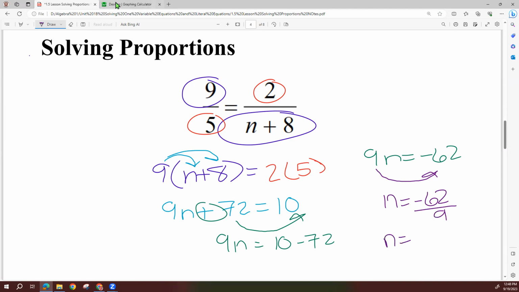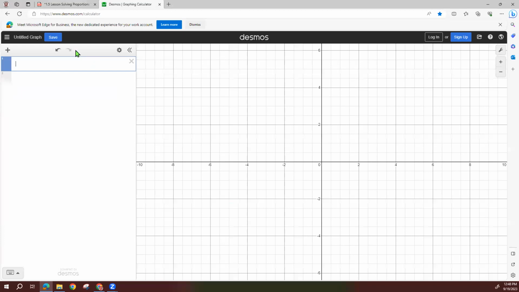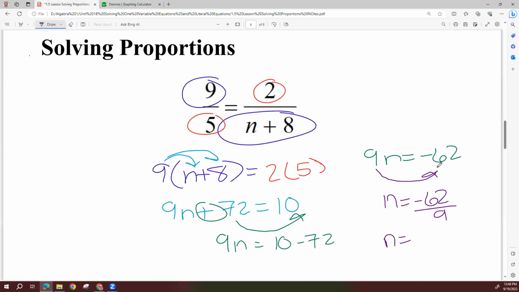So we're going to go ahead and check this in Desmos. Negative 62 divided by 9. We get a nasty decimal. We're going to click the fraction button over here and see that it's the same thing. So that means we can't simplify this. So negative 62 over 9 is as simple as it gets. That's our final answer.